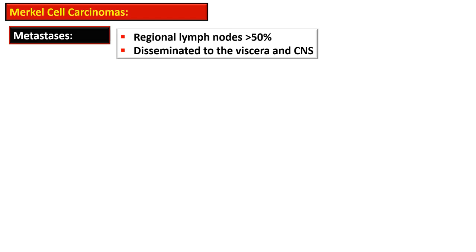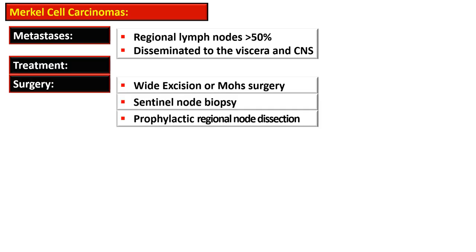Merkel cell carcinoma metastasizes to the regional lymph nodes. More than 50% of the cases have already metastasized by the time of diagnosis, and it also has a tendency to disseminate to viscera and central nervous system. The treatment options for Merkel cell carcinoma are surgery, a wide excision or Mohs surgery, along with sentinel node biopsy. Some people also advocate prophylactic regional node dissection.